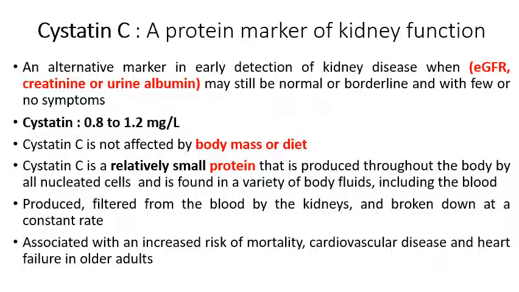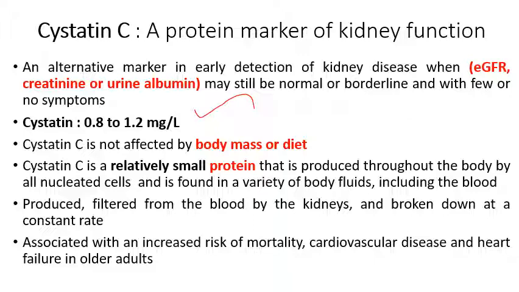And the last marker is cystatin C. I have not asked the question, but sometimes cystatin C as a short note can be asked. It is a protein marker of kidney function, an alternative marker in early detection of kidney disease when eGFR, creatinine or urine albumin may still be normal or borderline, with few or no symptoms. Cystatin C can be the best marker to understand kidney function. The normal level of cystatin C is 0.8 to 1.2 milligram per deciliter. Cystatin C is not affected by body mass or diet.